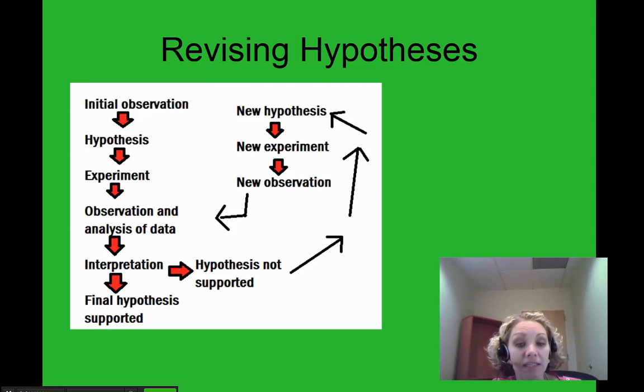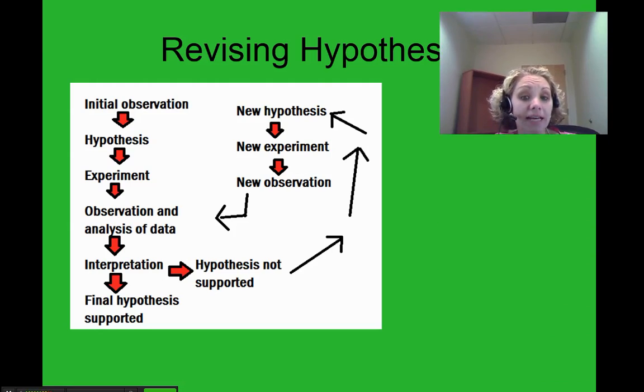Remember that a hypothesis may not always be supported. If the final hypothesis is not supported, then we need to create a new hypothesis and test that new hypothesis and create new observations and collect more data.